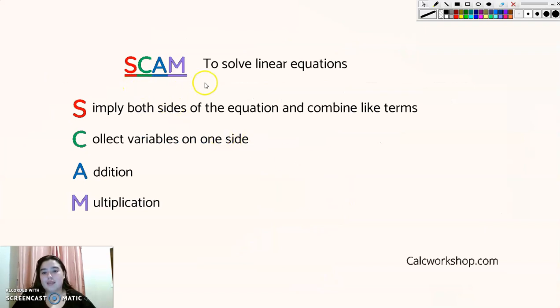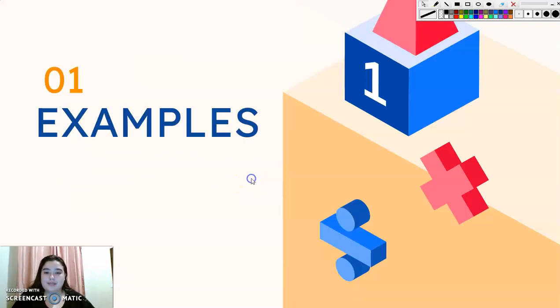Then SCAM to solve a linear equation. And what does SCAM mean? S for simplify both sides of the equation and combine like terms. C for collect variables on one side. A for addition, and M for multiplication.